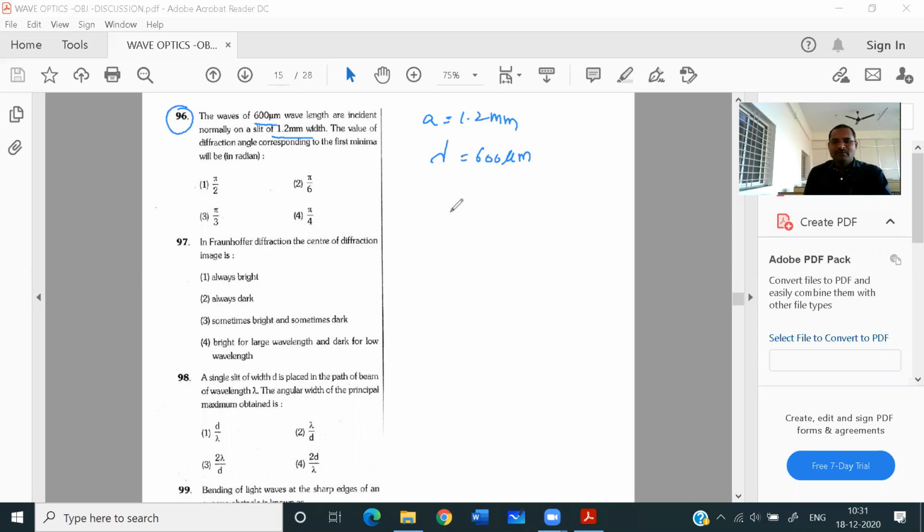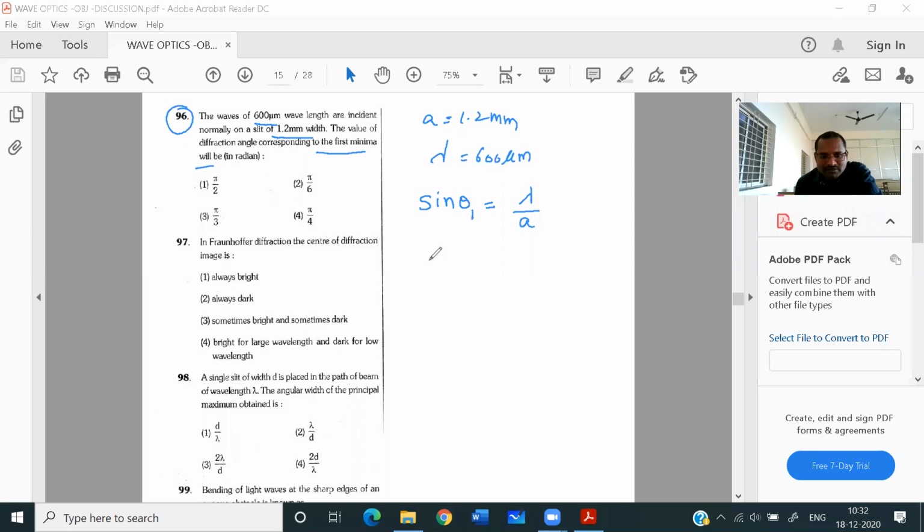Diffraction angle corresponding to first minima. For first minima or first maxima, we know the formula. When we are doing those experiments, we have sin theta 1, sin theta 2, sin theta 3, derivation once you see. What they are asking for is first minima, so sin theta 1 should be equal to lambda by a.